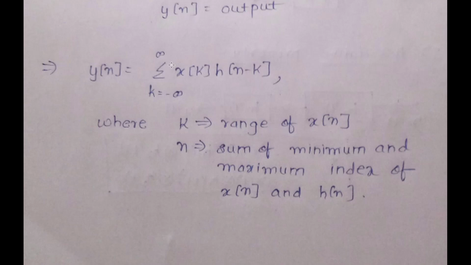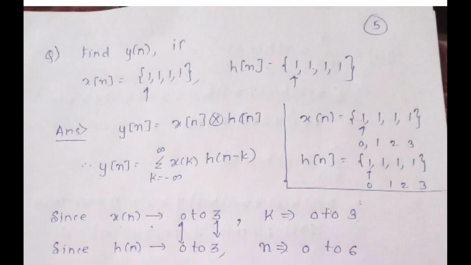So let us understand. I told you y is the output, x is the input, and h is the impulse response. In this, k indicates the value; the range of k is equal to the range of x of n. Don't worry, when we solve a numerical, we'll try to apply this and we'll understand better. And the n value range will be the sum of the minimum and maximum indices of x of n and h of n. So let us try to solve a numerical and see what it means.